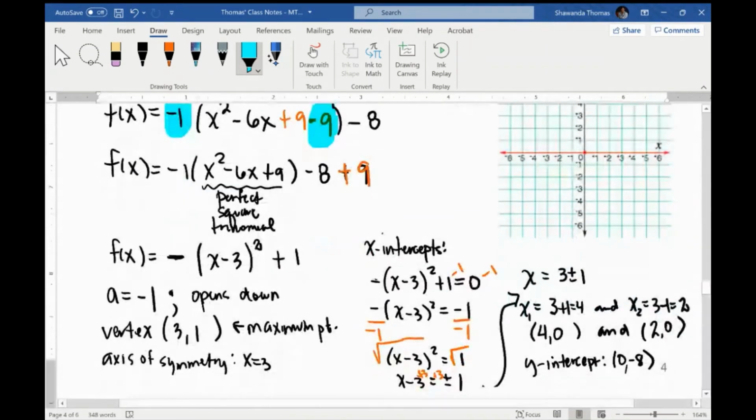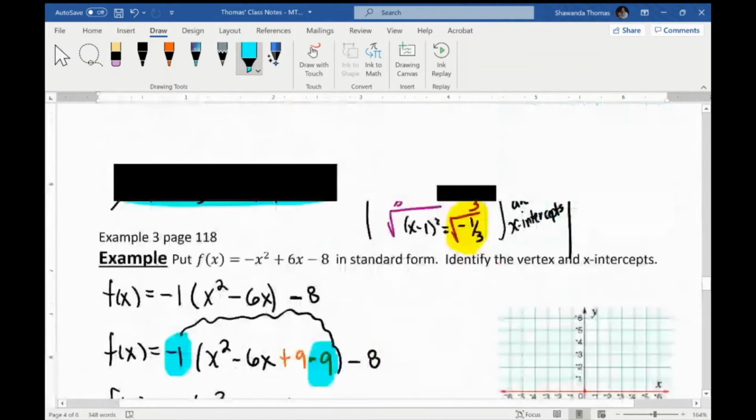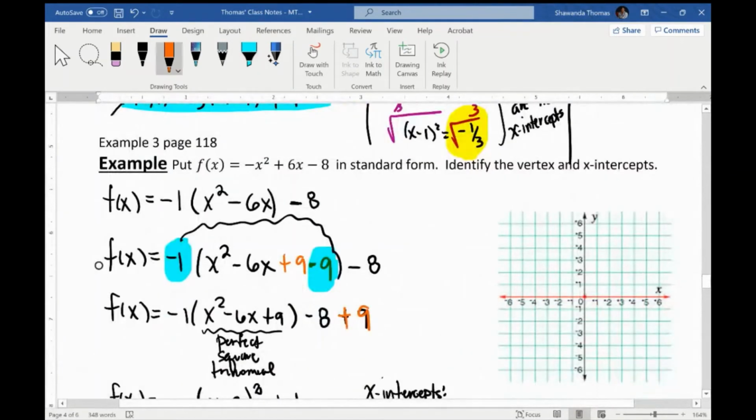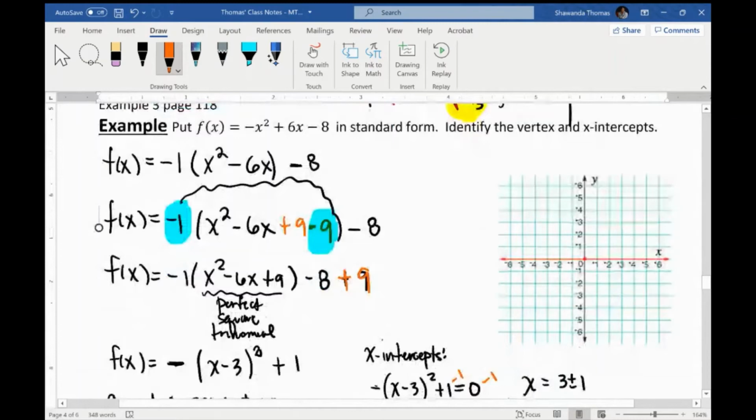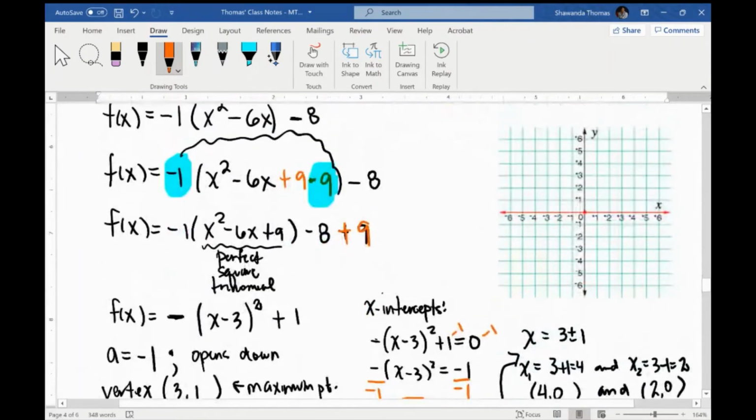All right, let's plot some points here. Let's see if we have enough points. All right, let's plot 3, 1 first. So I'm going to go right 3, up 1. That's my maximum point or my minimum point again?